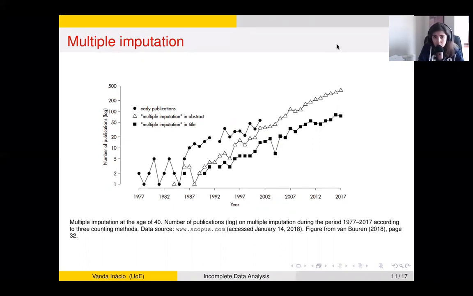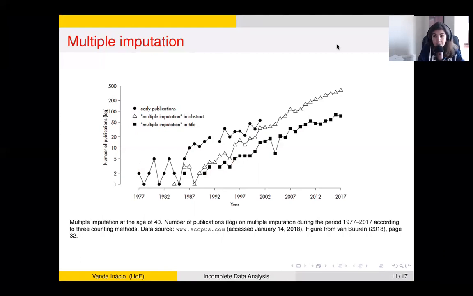It's an interesting plot or graph because it's basically multiple imputation at the age of 40, so it counts the log of the number of publications over the years, and we have three series here. The black dots series is the counts of early publications about missing data. So here we have Rubin's paper and possibly some other early papers. This series with a square is papers.